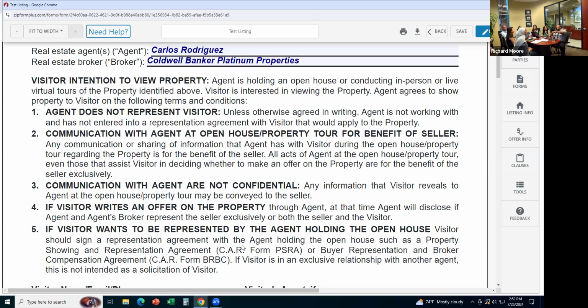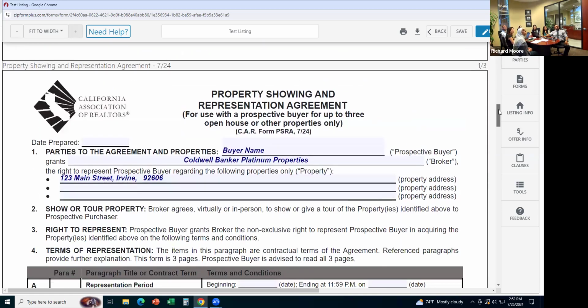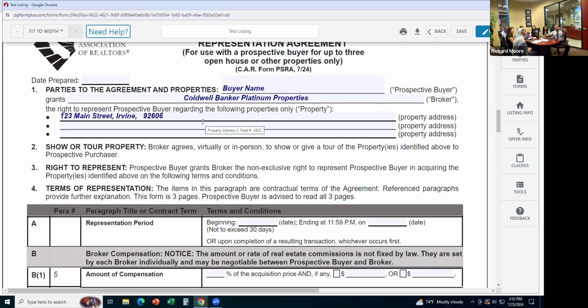So you have this form in case they really want to sign in and they have an agent. But if they don't have an agent and they're open to submitting an offer through you, but not doing a contract, like a 3-month contract, then you can have this other form at the open house too, which is the PSRA, a property showing representation agreement. This just says I'm going to represent you on this property only. You write the address and nothing else, so there's no contract with you for 3 months.